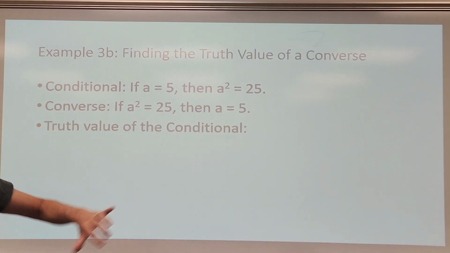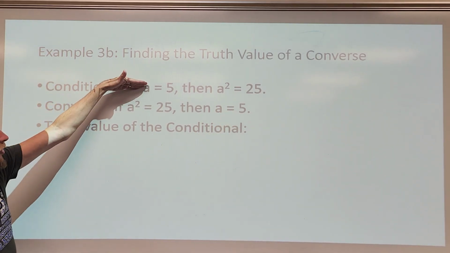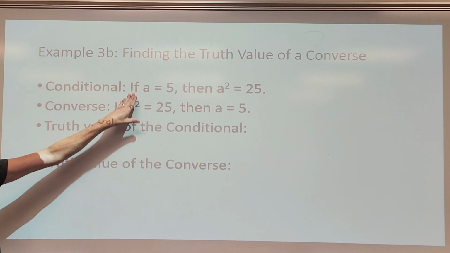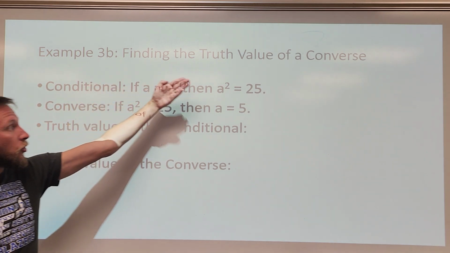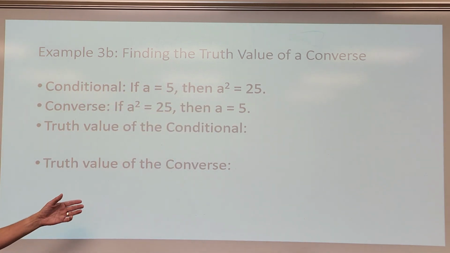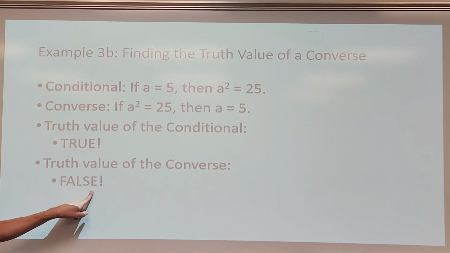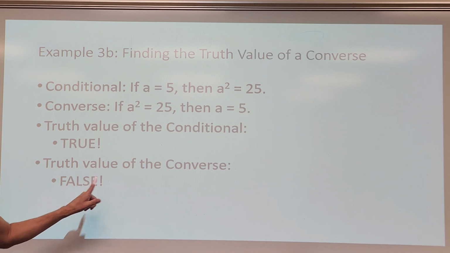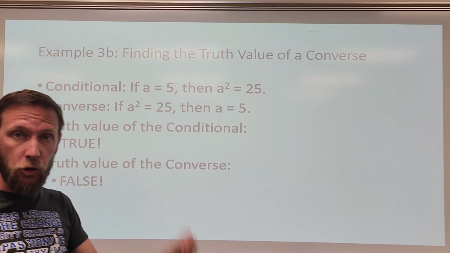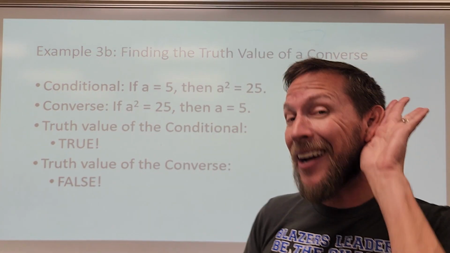And you might be like, wait, what? So let's think about the conditional. This conditional statement is true. When I take 5 and I square it, I do get 25. All right? So this is true. The conditional statement is true. But the converse is false. If I'm going to say that it's false, I have to provide a counterexample.